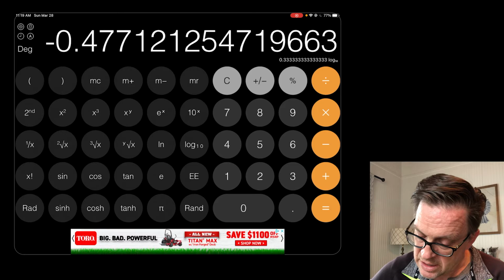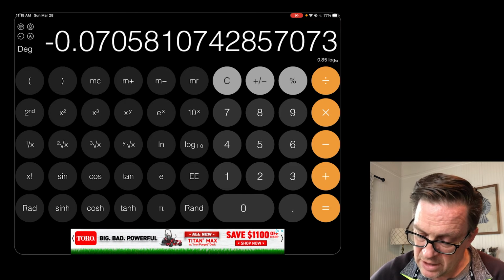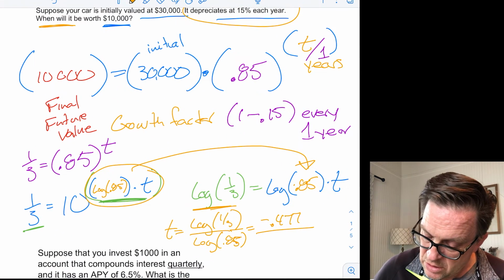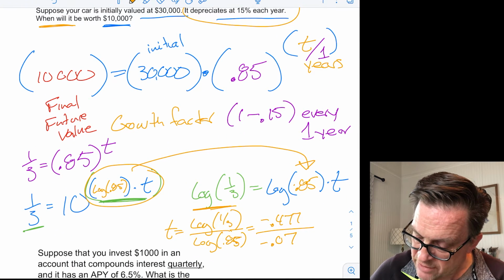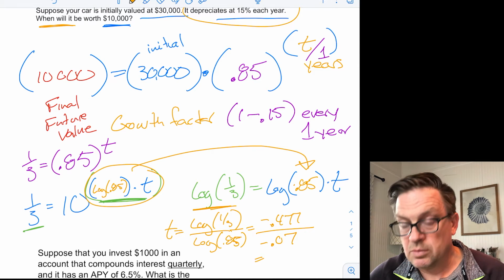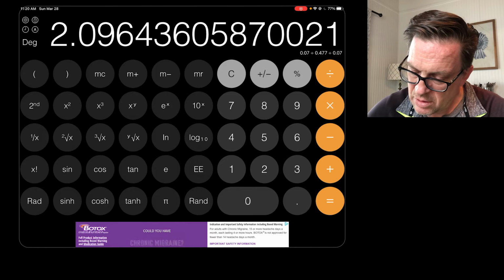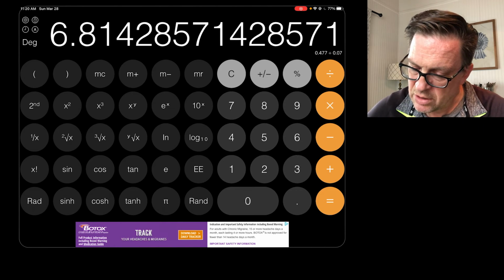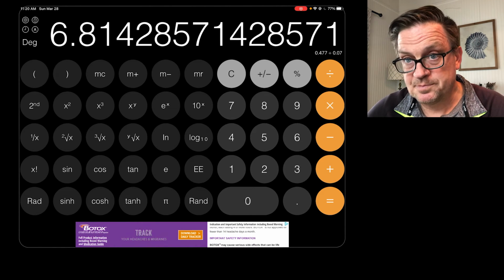So what does that say? We get 0.85, and we take the log of that as negative 0.07. So we get negative 0.07, and divide those. 0.477 divided by 0.07 equals 6.8.